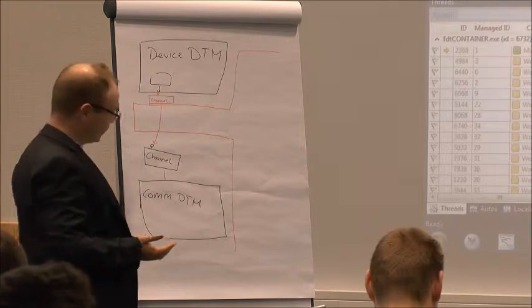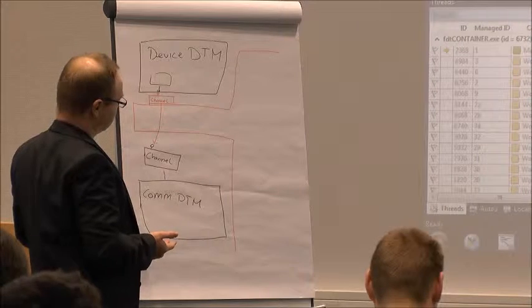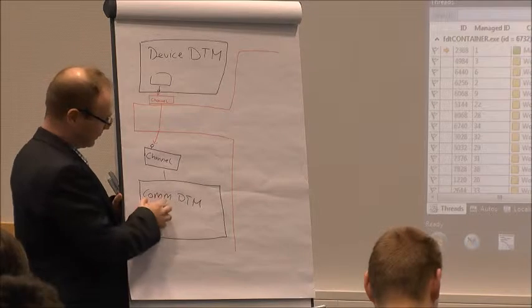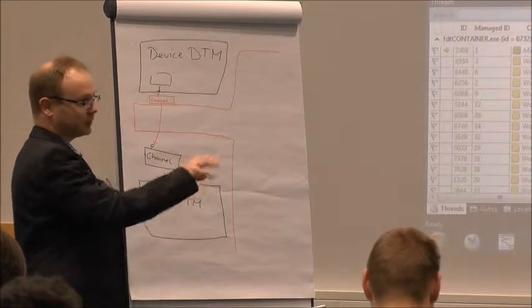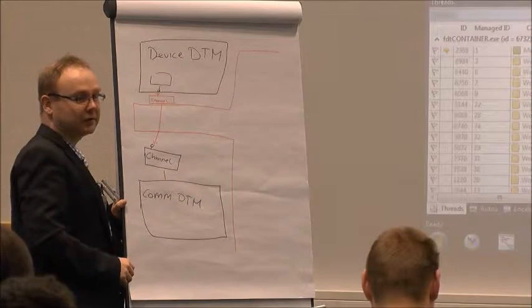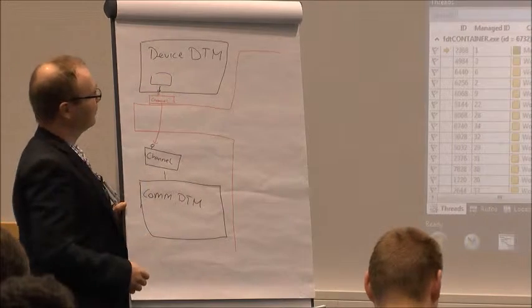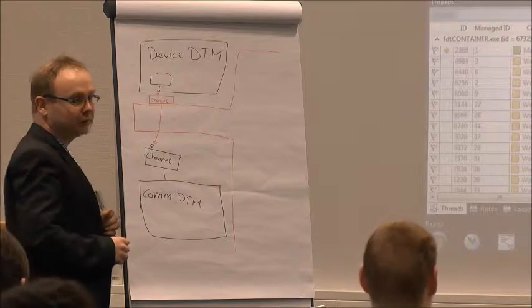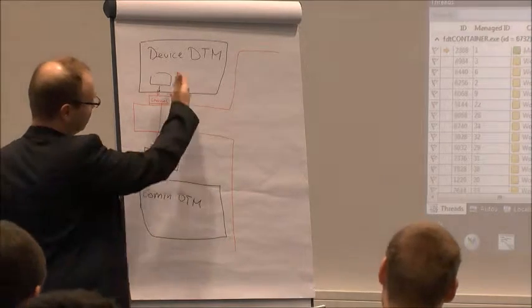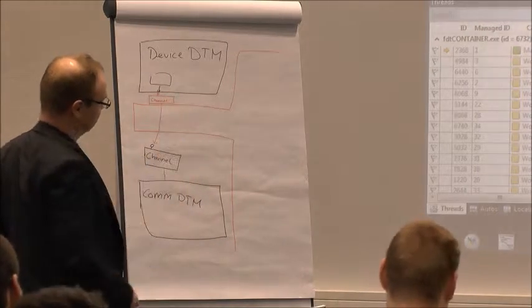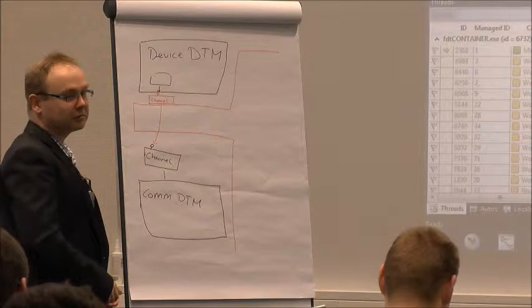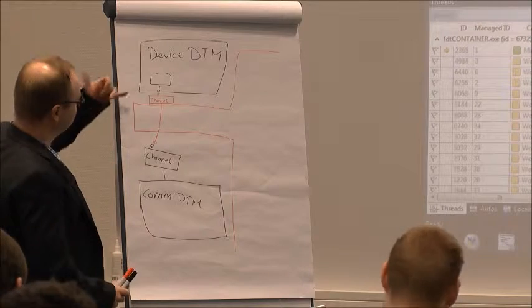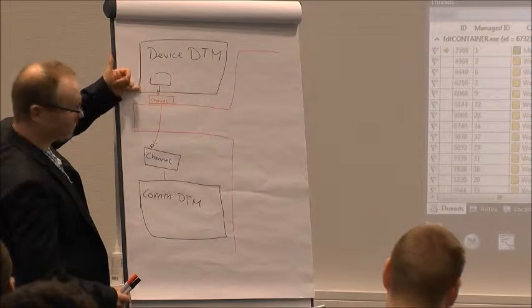But there could be another frame which is a distributed system. So let's say the communication DTM is on some communication server, and the device DTM is on your desktop. Then maybe the frame has to use remoting or whatever, WCF. But that's basically transparent for the device DTM.